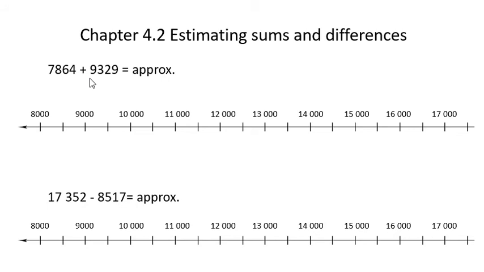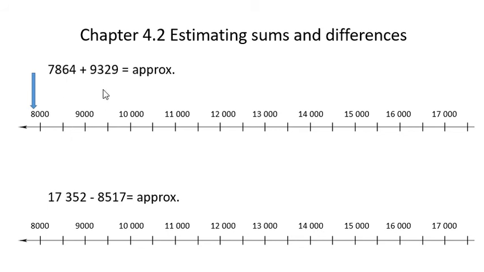7,864 plus 9,329. Remember, this is an estimate. I've placed an arrow here at the approximate 7,864 mark. That's right here, a little bit before the 8,000. Our hash marks are every 500, but I only labeled every second hash mark, so our numbers increase by 1,000. So right here is approximately 7,864.